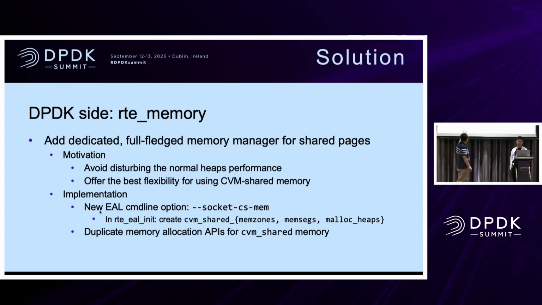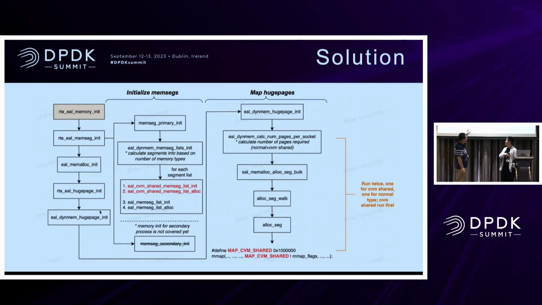The second part is that in the EAL initialization process, we make some changes to specifically initialize all those shared huge pages. Okay, we can move to the next page. So in this diagram, we show how the EAL initializes all those huge pages. The red part is the change we made. First, we allocate and initialize the shared huge page specific memory management data structure. Basically, that's a clone of the original one, but with different CVM bits. This is a new CVM bit to highlight this is a shared huge page.